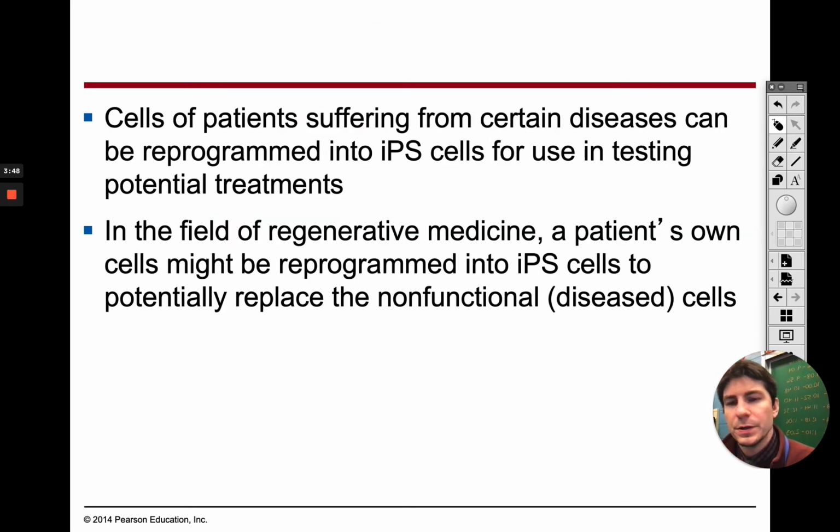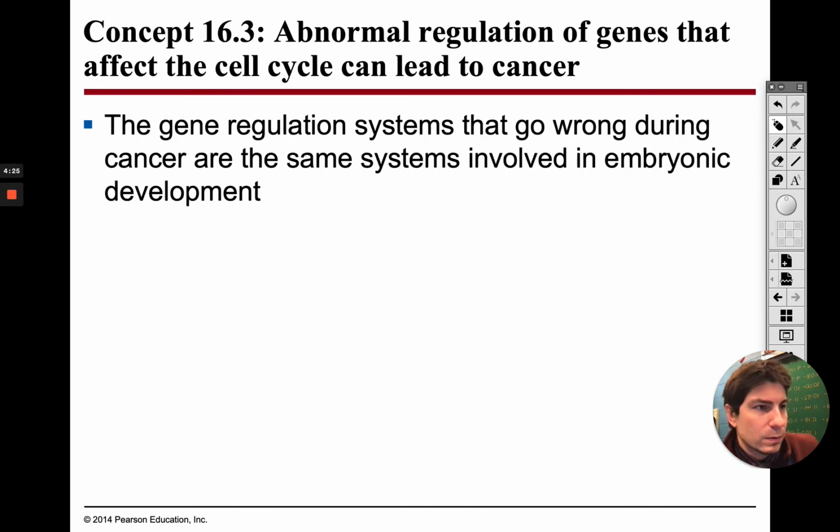Okay, so these are some new methods, guys. Cells of patients suffering from certain diseases can be reprogrammed and used for testing for potential treatments. So we're talking about cancer or diseases here. Problem is, it's only for research. They'll research it, but for every single person, it's going to be a little bit different. So it's kind of hard to use them for every single person and come up with a specific treatment plan, because it's going to be different.